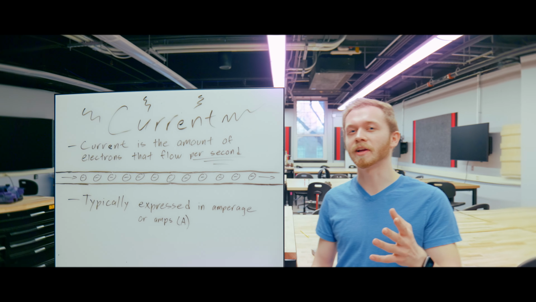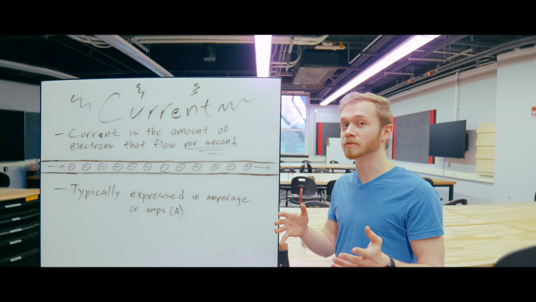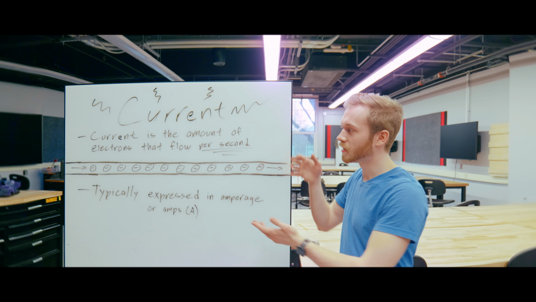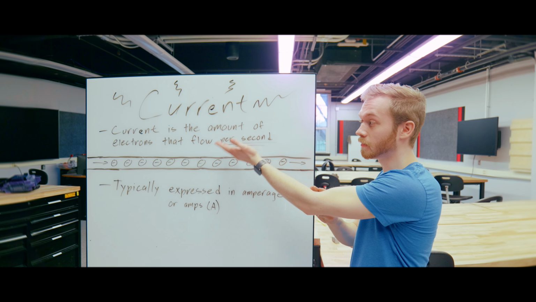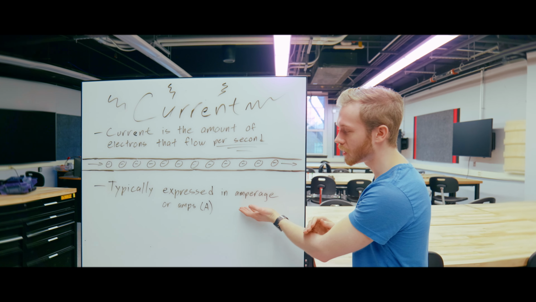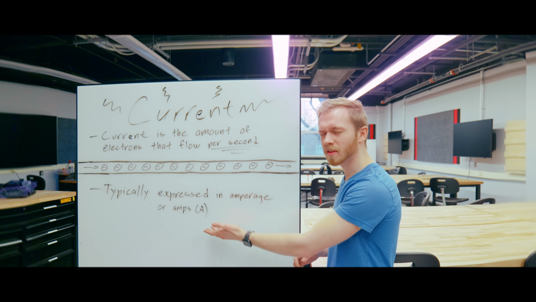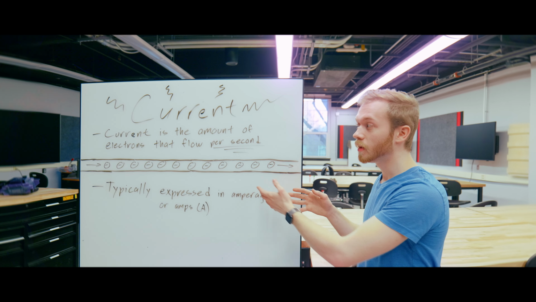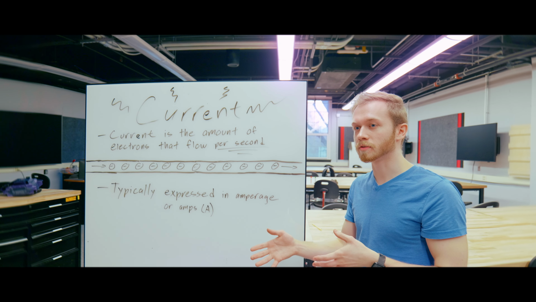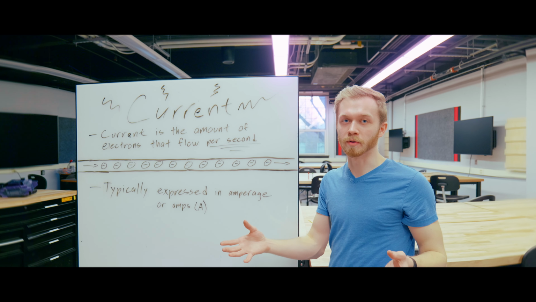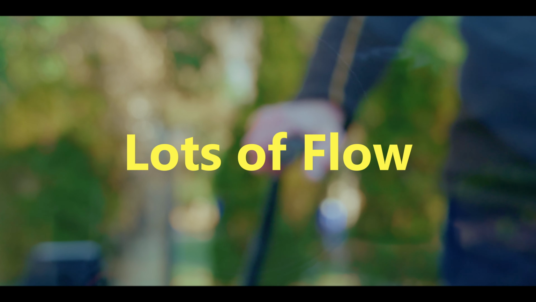To understand electricity, let me introduce you to some fundamentals and terminology, like current. Current is the amount of electrons that flow through a wire per second. It's expressed in amperage or amps, or just the letter A. Just like electrons flow through a wire, water will flow through a garden hose. In the garden hose, the current is the amount of water that flows per second.